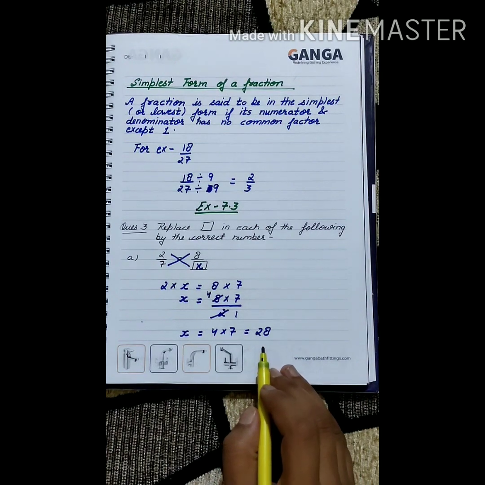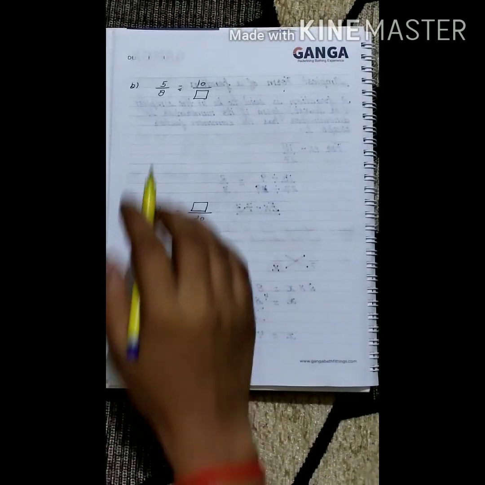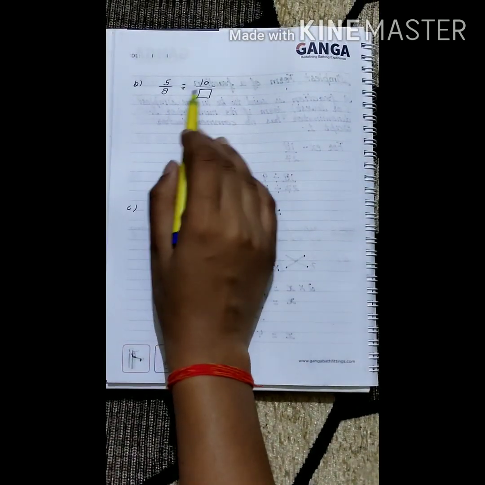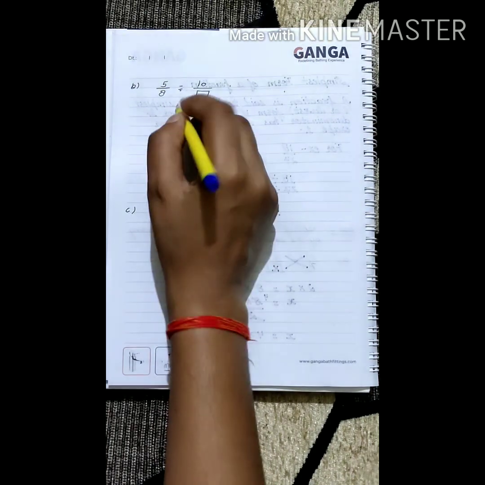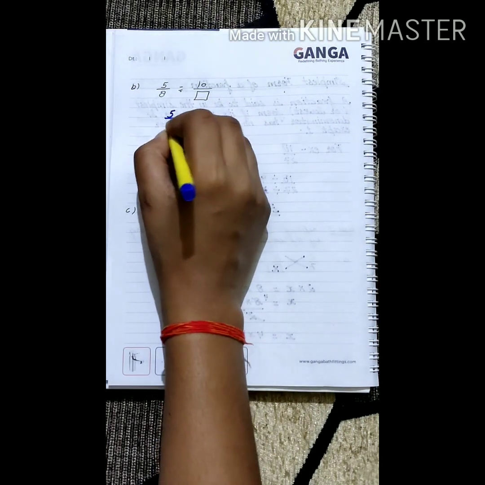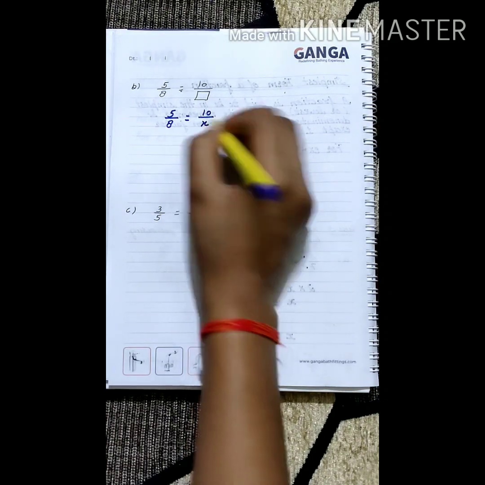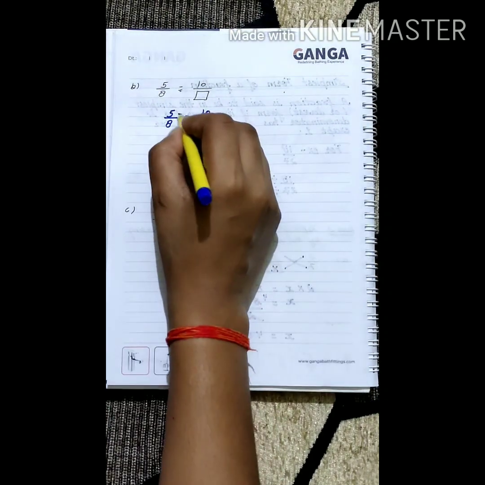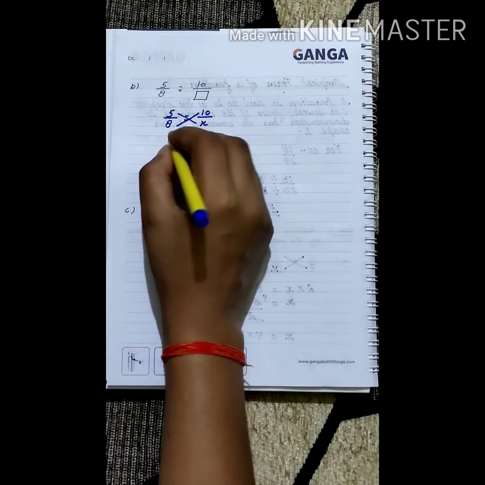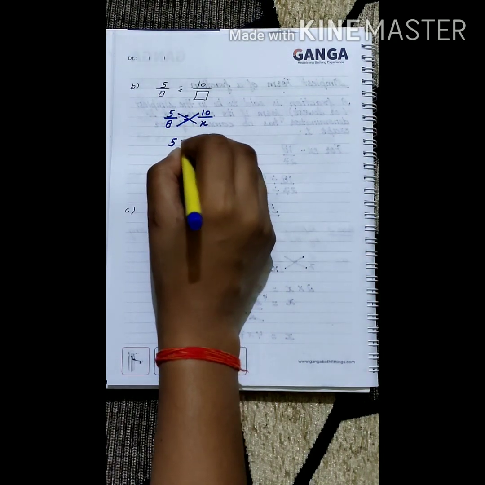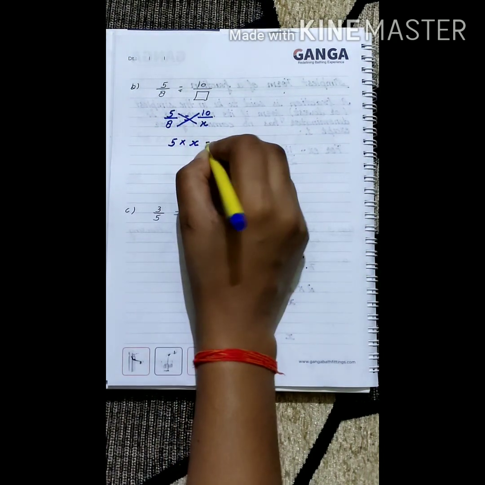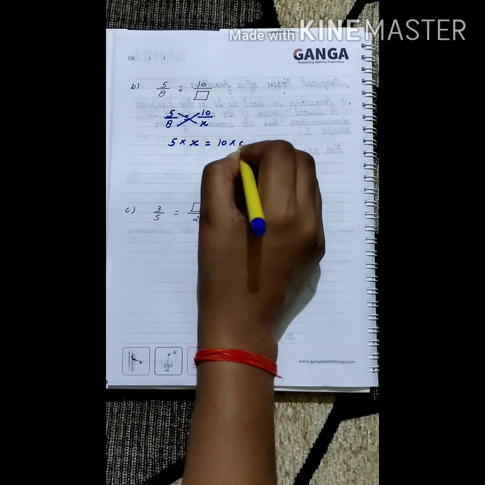This is our answer. B part, 5 upon 8 is equal to 10 upon dash. Firstly we assume it to be 10 upon x. Now we will do the cross multiplication. After cross multiplication we will get 5 into x is equal to 10 multiply 8.